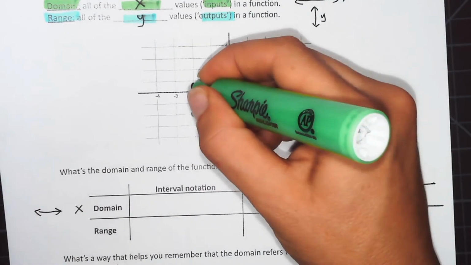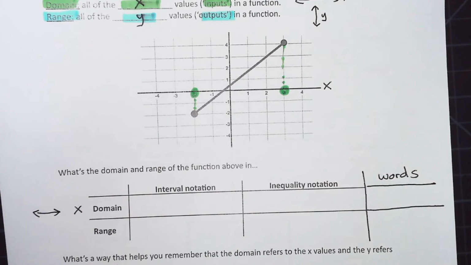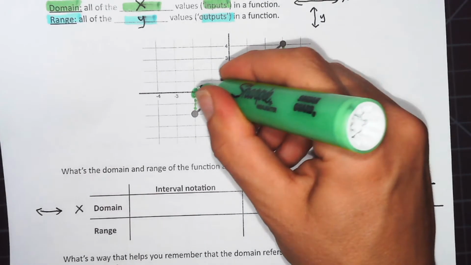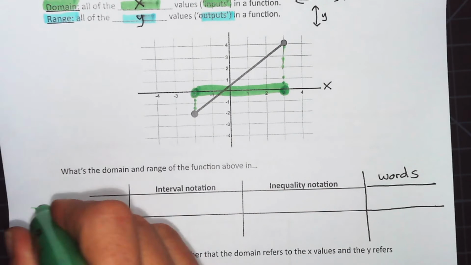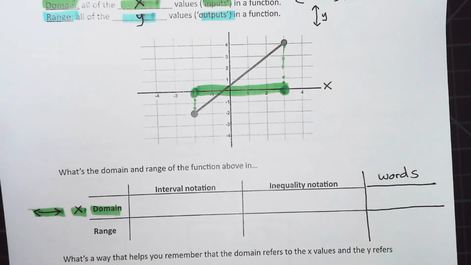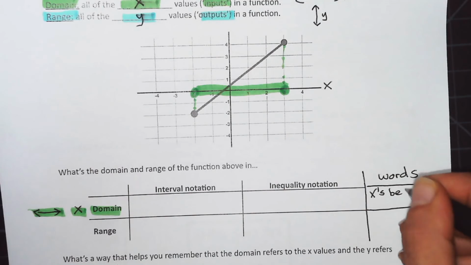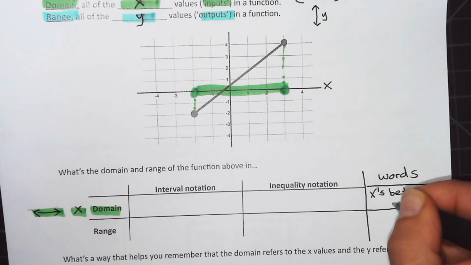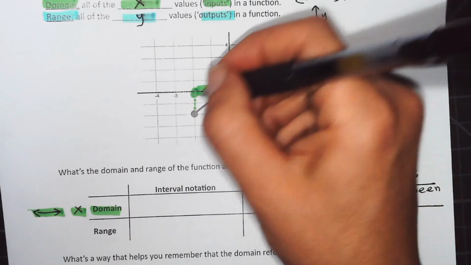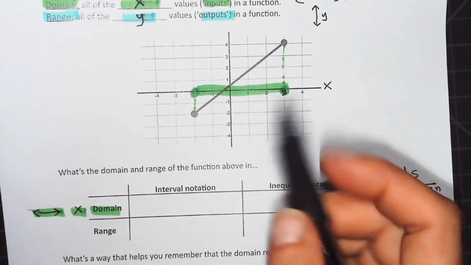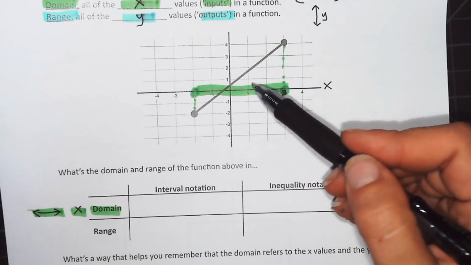So -2 is one of the endpoints. 3 is the other endpoint. And we're looking at all of the x values in between. So in other words, we're looking for x's between -2 and 3. Right? Here's our -2, here's our 3. We're looking at all of the x values in between. Those are all the x values that that little function has.